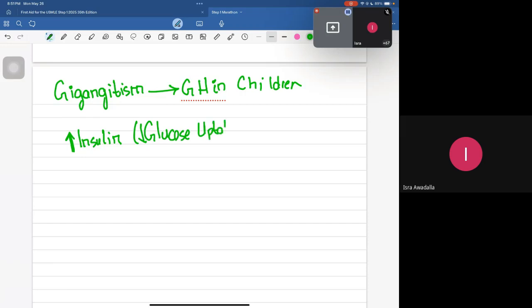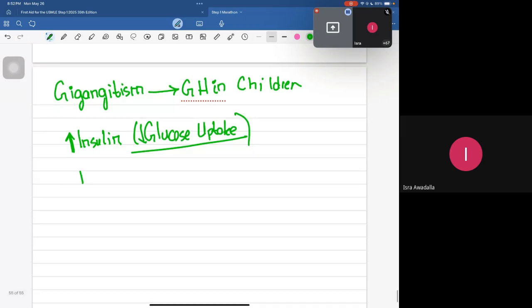Why? Because what does insulin do? Whenever insulin acts on any cell, the glucose uptake by the cell is going to be increased. But if you have insulin resistance, glucose uptake is not going to be increased by the cell. At the same time, growth hormone is going to cause lipolysis. Why is this important?